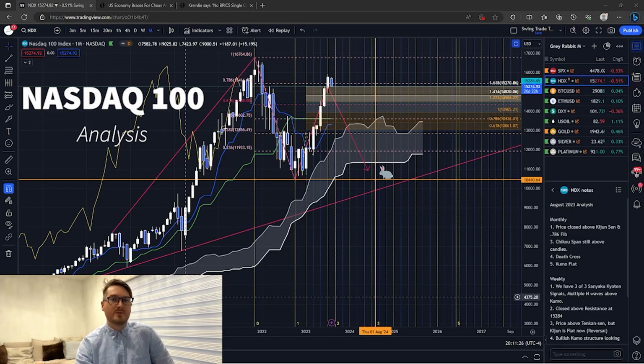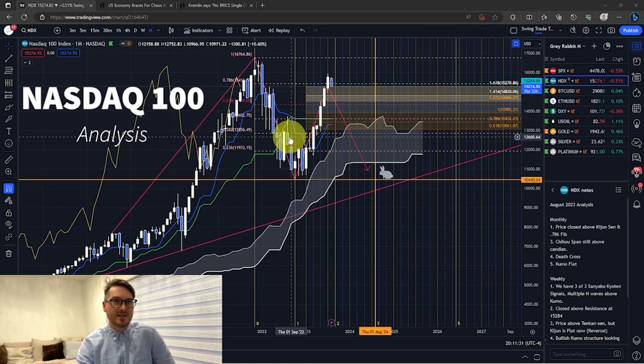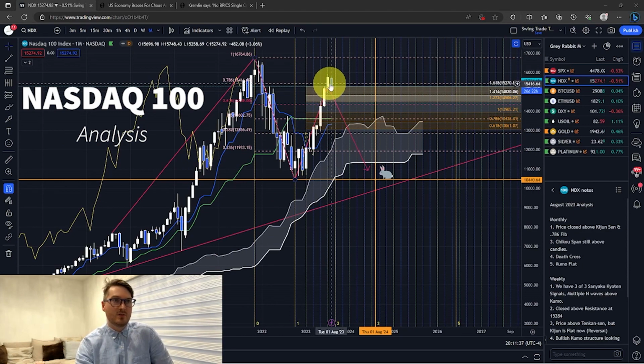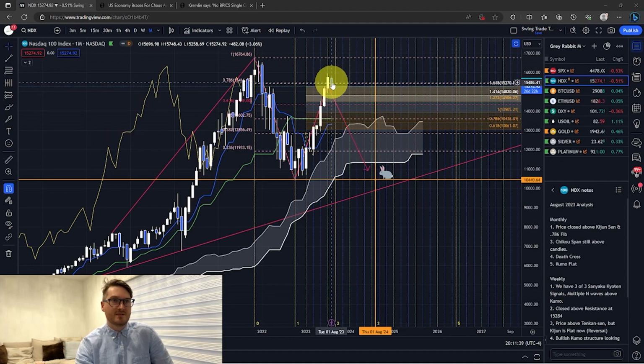Okay guys, now we're on the monthly chart for the Nasdaq 100. And so you can see that we had price also close above the Kijun-sen on the previous month's candles. And we extended all the way up to this 0.786 Fibonacci retracement level, which is right here in the light pink. So this is looking pretty similar to the S&P 500.